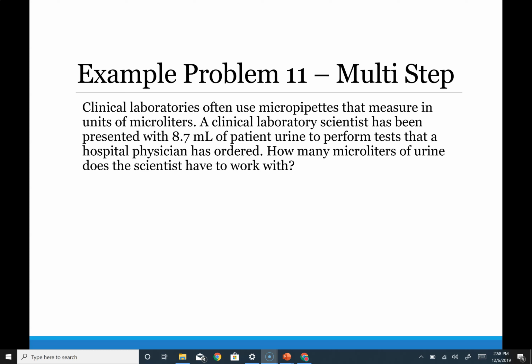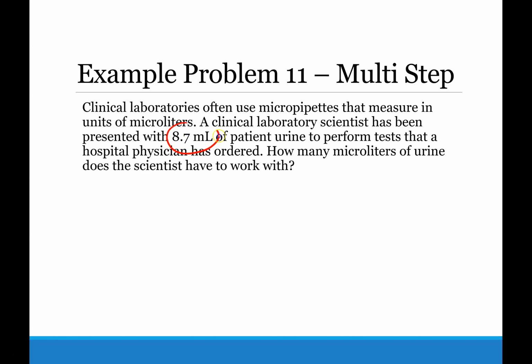So the first thing that we always do is figure out what we're starting with. Here we're starting with 8.7 milliliters of urine. And then we figure out what we're converting to. So the last sentence says, how many microliters of urine does the CLS have?